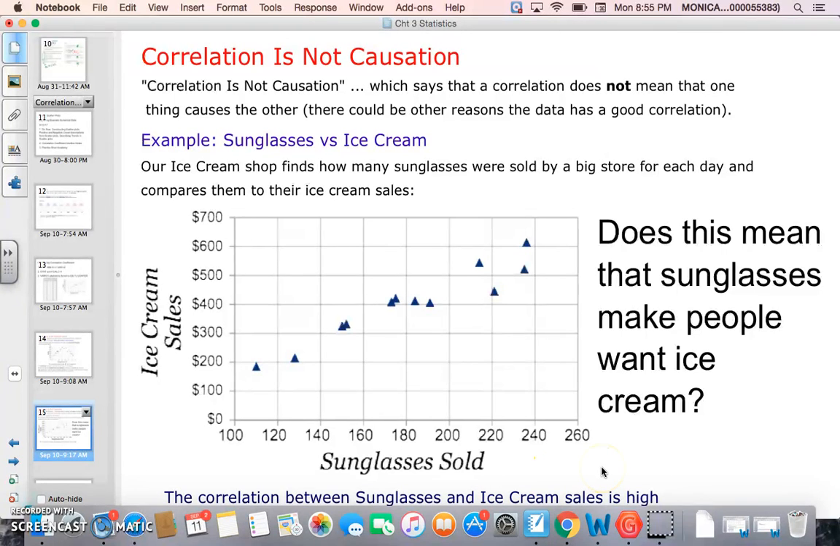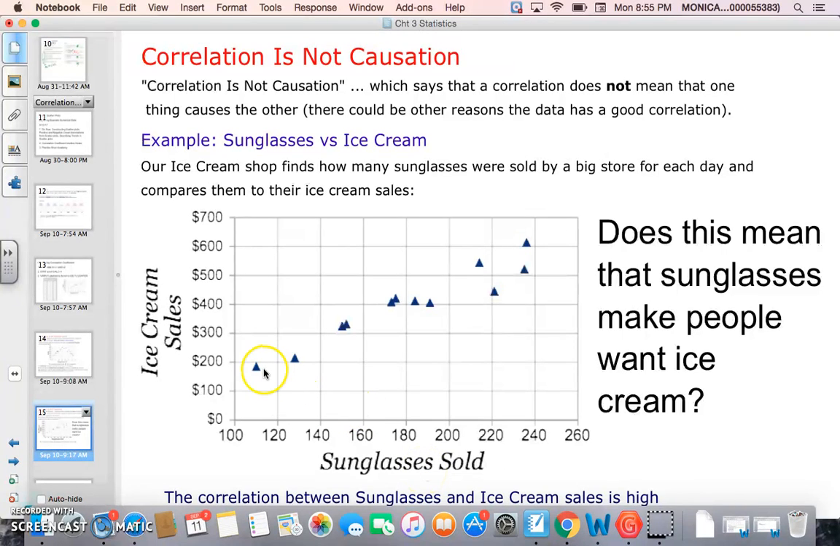But does that really mean that when you buy sunglasses, you also want ice cream? Could there be another reason why sunglasses being sold is increasing along with ice cream sales? And again, that would probably relate to temperature. As the temperature increases, the sun tends to be brighter. People want to buy sunglasses, and they also want to buy ice cream.